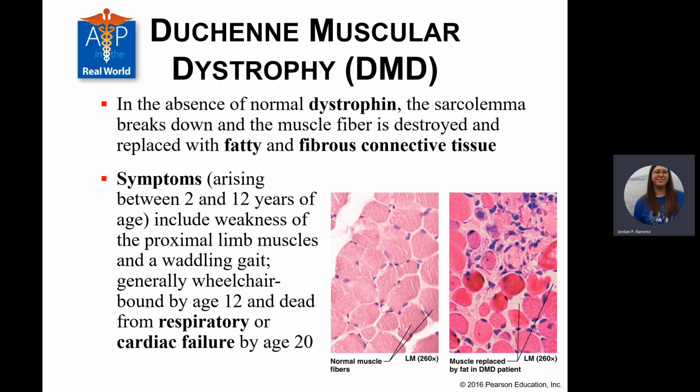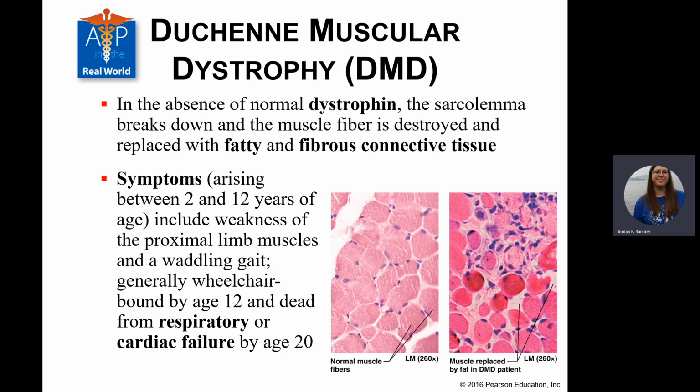So again, why does this make sense? Your diaphragm is a skeletal muscle. It is striated, so respiratory failure, that makes sense. Cardiac failure, your cardiac muscle is striated as well, so it's going to affect that muscle too. It's going to replace some of that functional muscle with fat, and over time, it's going to add up again. Typically, it's fatal between the ages of 20 and 30.